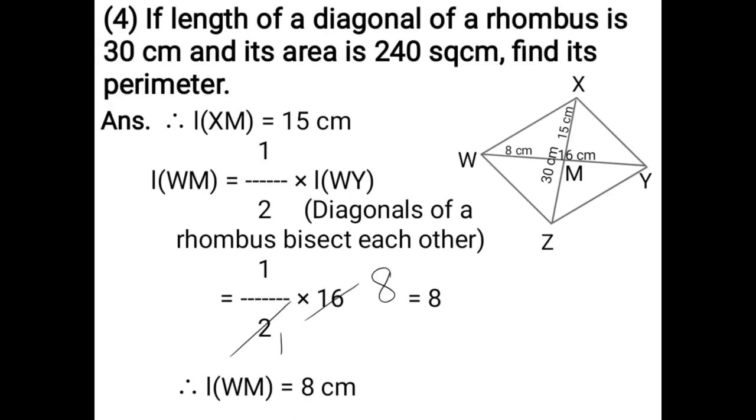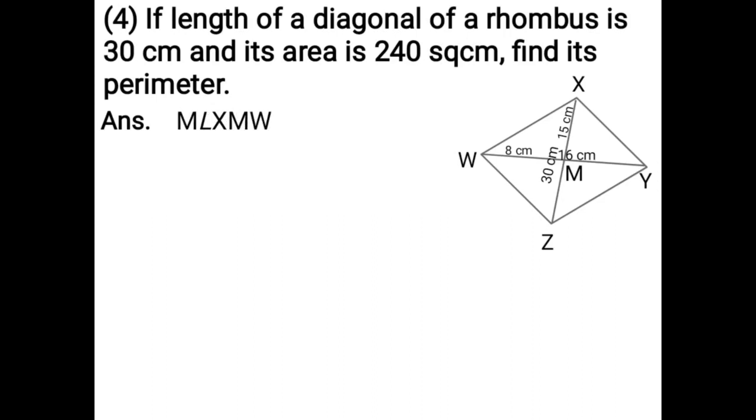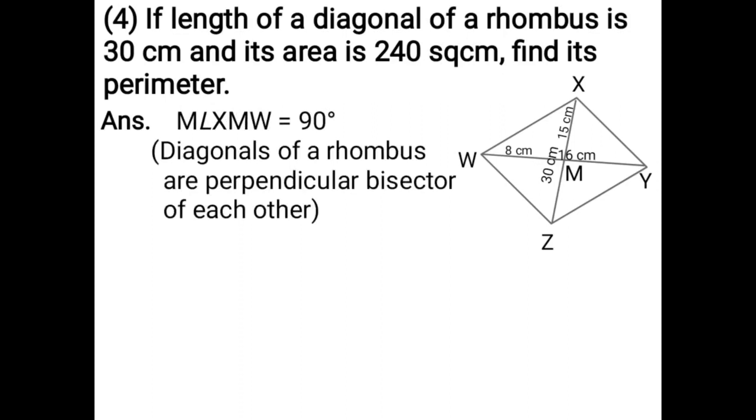Now you have to find segment XW by using the formula of Pythagoras theorem. Segment XM and segment WM are the half of the length of the diagonals XZ and WY. Segment XM is equal to 15 cm. Segment WM is equal to 8 cm. You have to take right angle XMW if you are finding segment XW by using the formula of Pythagoras theorem. Measure angle XMW is equal to 90 degree. The reason is diagonals of a rhombus are perpendicular bisector of each other. All the inside four angles of a rhombus is 90 degree.